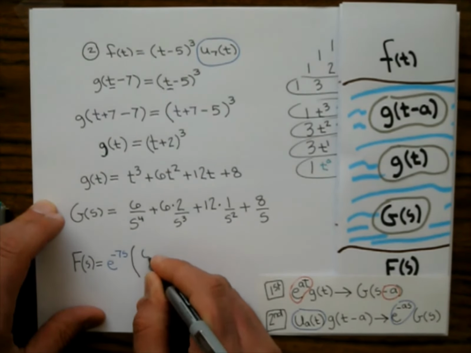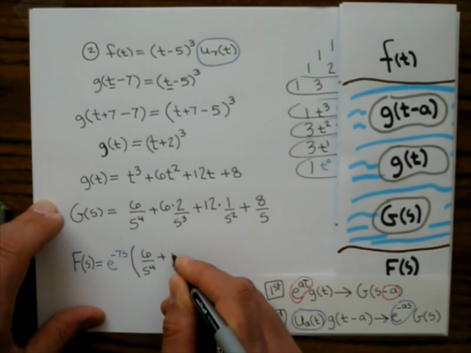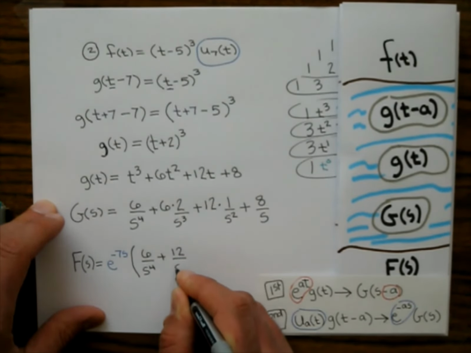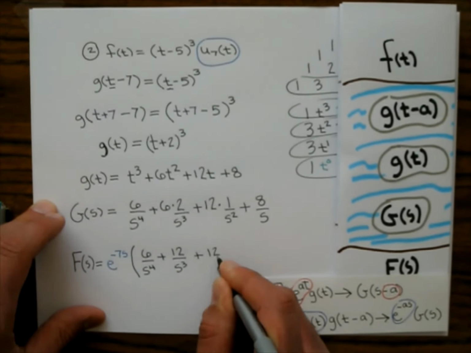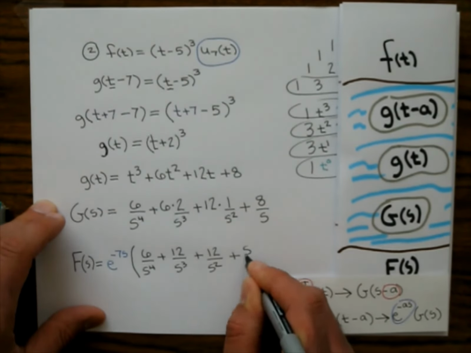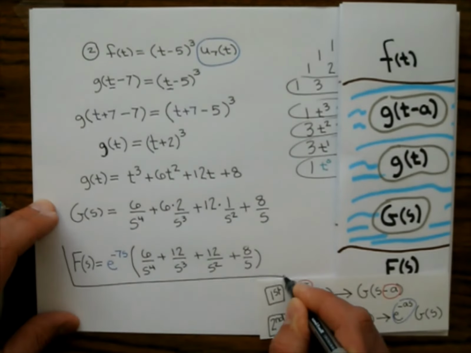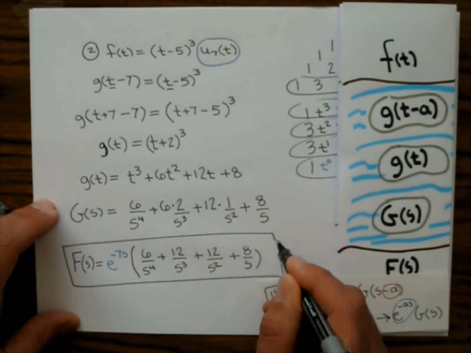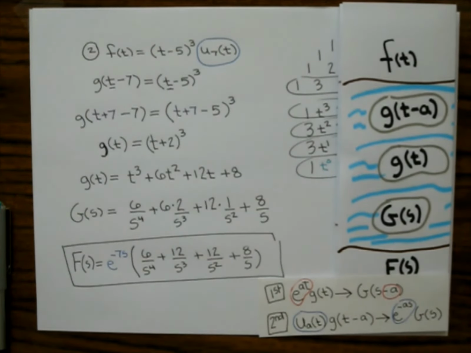So this is going to be 6 over s to the 4th plus 12 over s cubed plus 12 over s squared plus 8 over s, and that gives us our answer. We successfully crossed the river, and we used the second shifting theorem.